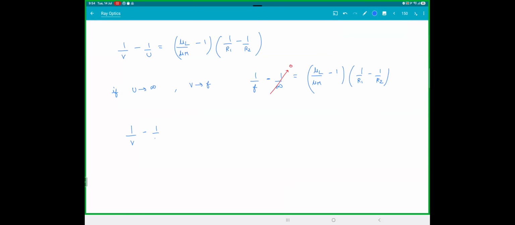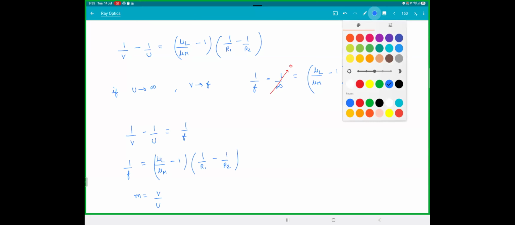1 by v minus 1 by u is equal to 1 by f. It gives you the same feeling as the mirror formula. There is a minus sign in the middle. That is the only thing you have to be careful about. And what is the 1 by focal length formula? This is different from the mirrors. For mirrors it was easy, R by 2. But this is mu lens by mu medium minus 1 into 1 by R1 minus 1 by R2. The magnification is given by v by u. Please note down these three formulas.